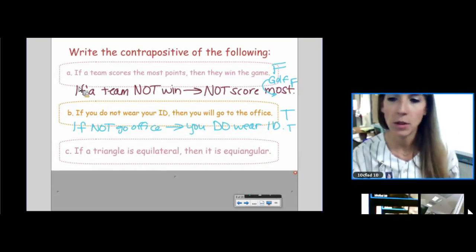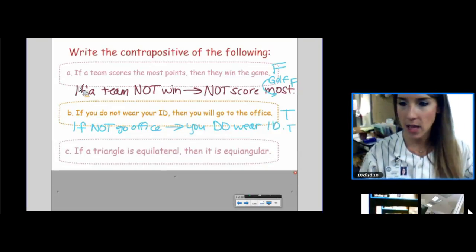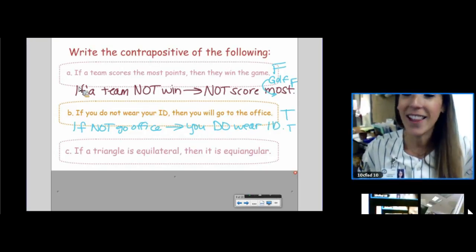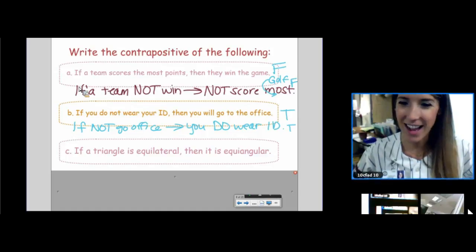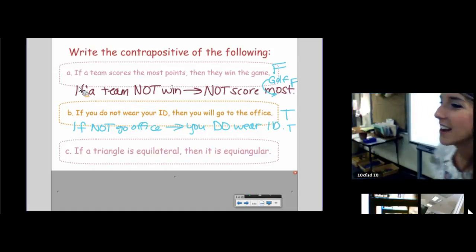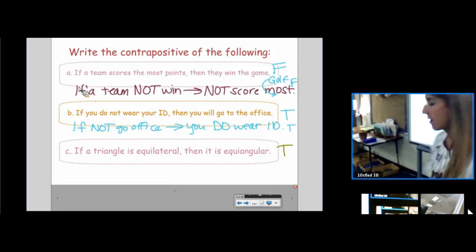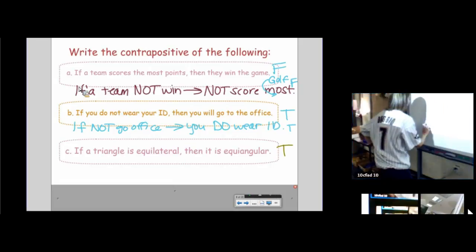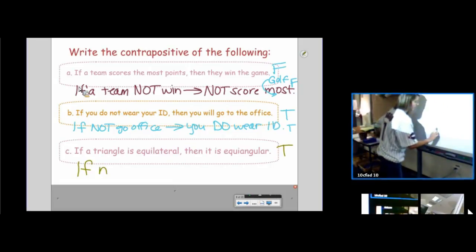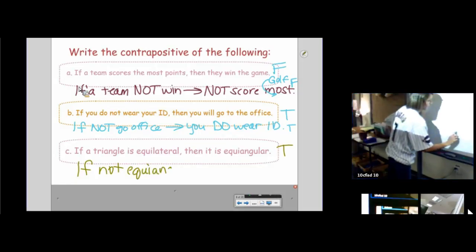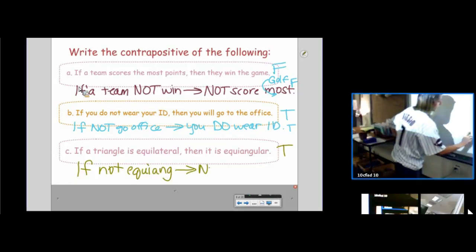If a triangle is equilateral, then it is equiangular. Is that one true or false? Oh, Alex says they go to the library, not the office. I gotcha, I get you. That is very true, you're right. And let's write the contrapositive of that. Very easy. If it is not equiangular, then it is not equilateral.